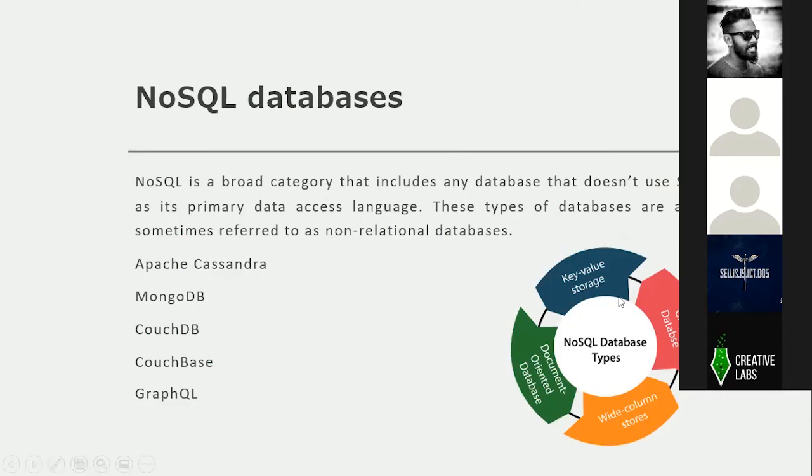And also we can divide NoSQL databases into document-oriented, wide column, graph databases and key-value storages. Those are basically 4 different NoSQL database types. For example, MongoDB is the most used database now, and then GraphQL, Couchbase, CouchDB, and Apache Cassandra. So everything is being categorized as NoSQL databases.